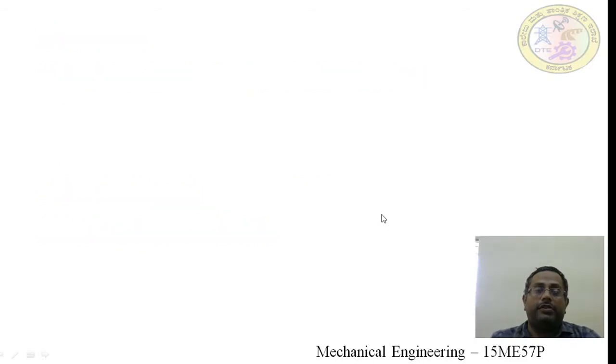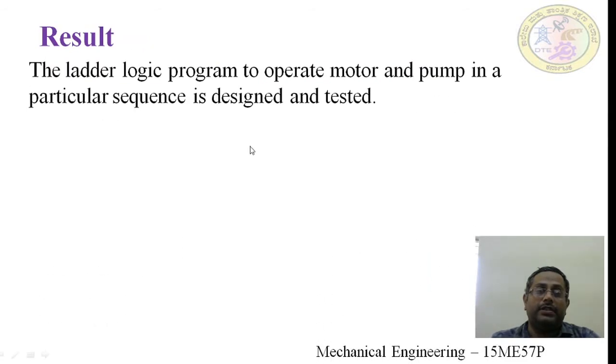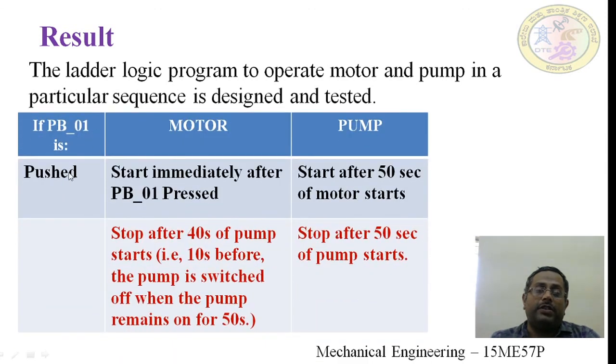Next we will see the result. The result is that the ladder logic program to operate a motor and pump in a particular sequence is designed and tested in the PLC. The result is as shown below. If the PB button is pushed first, the motor starts immediately after PB is pressed, and after a delay of 50 seconds of the motor starting, the pump will start, and stop 40 seconds after the pump starts. Then the motor stops, and the pump also stops after a delay of 10 seconds, and in total the pump will run for 50 seconds. Thank you.